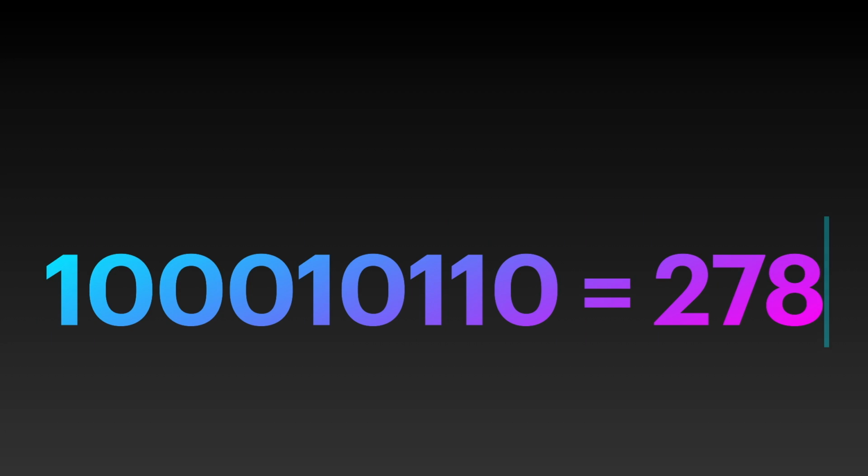So what is 1, 0, 0, 0, 1, 0, 1, 1, 0 equal to? That's a lot of zeros. Well, you'll find out that it equals 278, which is the number we wanted. Remember, we were adding 260 plus 18. What is that? 278, right? So we just proved that 260 plus 18 is equal to 278 in binary.